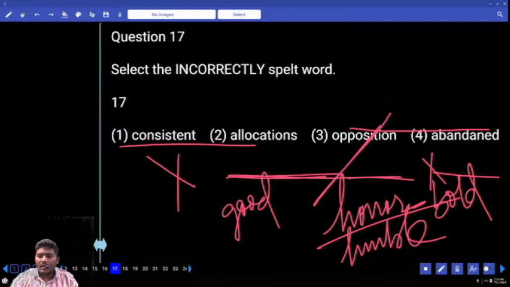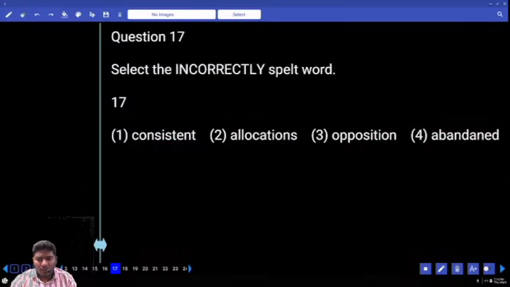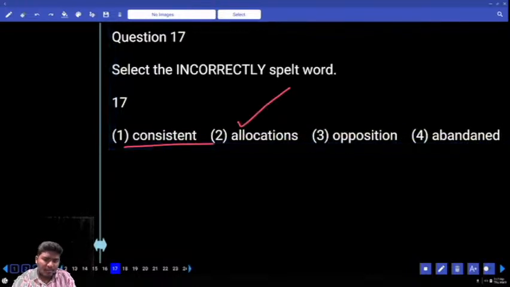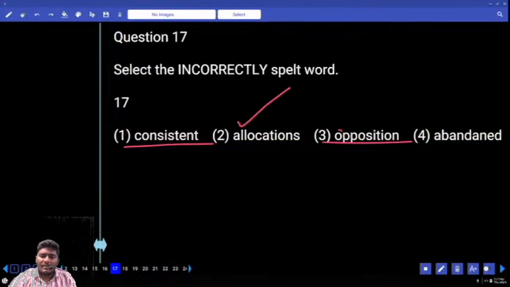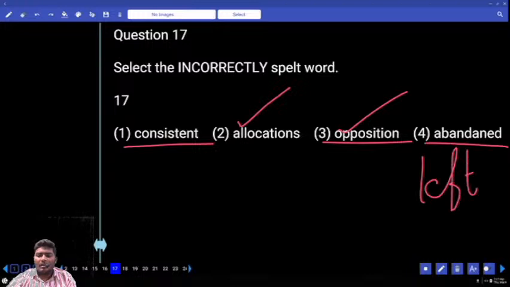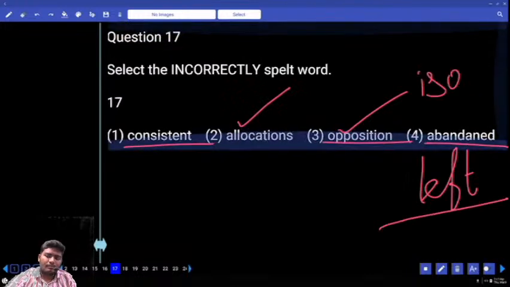Move to 17. Incorrectly spelled word, you should answer me, I won't answer this. Consistent, allocations, opposition, abandoned. Consistent, is the spelling correct? Yes. Allocations, double L or single L? Next, opposition, double P or single P? Double P again. What else is there? Abandoned. Abandoned, in the sense, what does it mean? Left alone. Anything that is left alone. Isolated, alien.